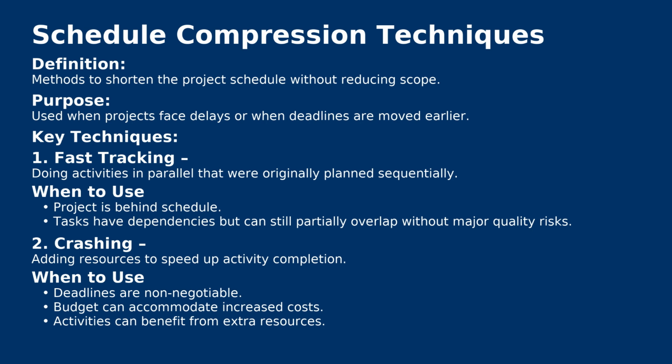If you take the example of a software project, hiring additional programmers to complete coding faster is an example. If you take the example of a construction project, adding more workers and shifts to complete roofing in half of the time. If we talk about a manufacturing project, running extra production shifts to meet delivery deadlines. All these are examples of crashing.